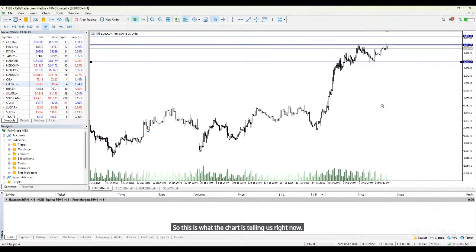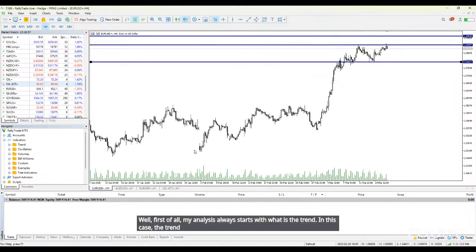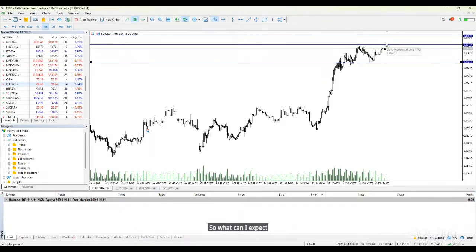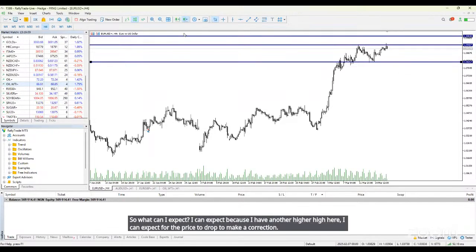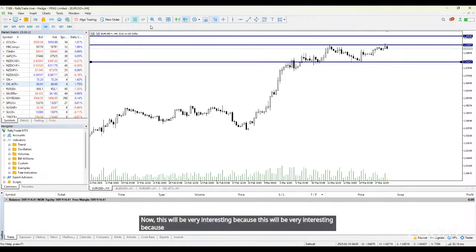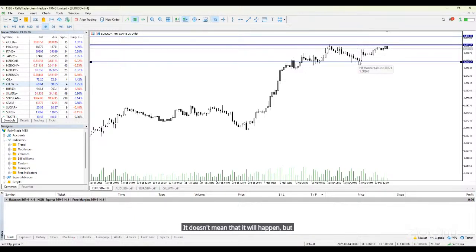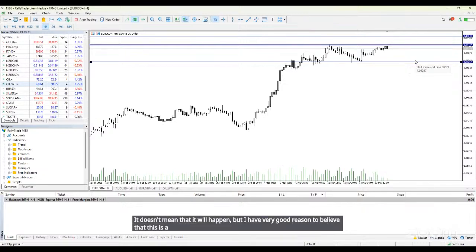Now, considering all this and coming back to why it can help us traders, well, first of all, my analysis always starts with what is the trend. In this case, the trend is basically an uptrend, right? So what can I expect? I can expect, because I have another higher high here, the price to drop to make a correction. Now, this will be very interesting because here I can expect a bounce. It doesn't mean that it will happen, but I have very good reason to believe that this is a support area which will actually help buyers to push the price back up and move towards 1.1.